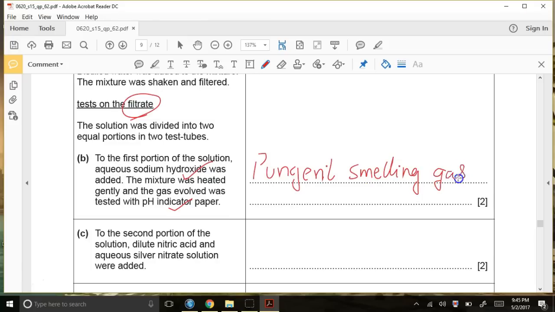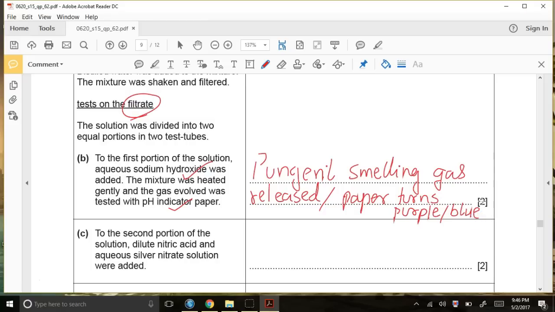Pungent smelling gas released. And it was also tested with pH indicator paper. So obviously ammonia is basic in nature, so pH paper turns blue or purple. So the paper turns, you could say purple, you can also say blue.